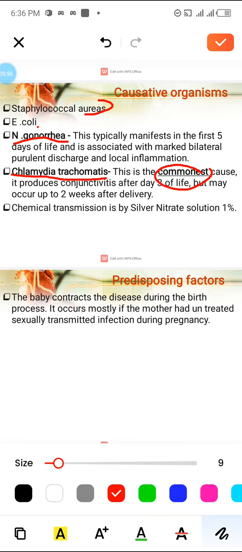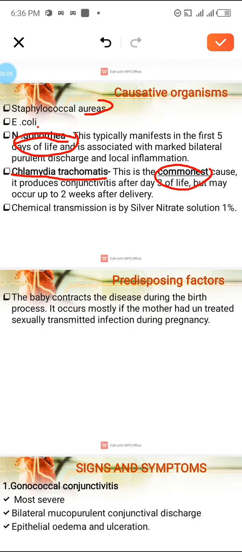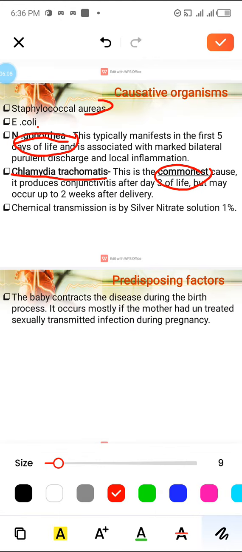If you go back to your papers again, you check to say which one is the most severe form of ophthalmia neonatal. It's the form which is caused by Neisseria gonorrhea. This is the most severe. So the most severe is Neisseria gonorrhea. The commonest is Chlamydia trachomatis. That's what you should know. So you find such questions in your past papers.